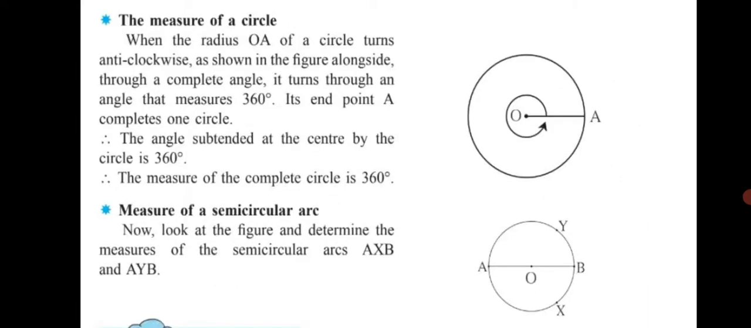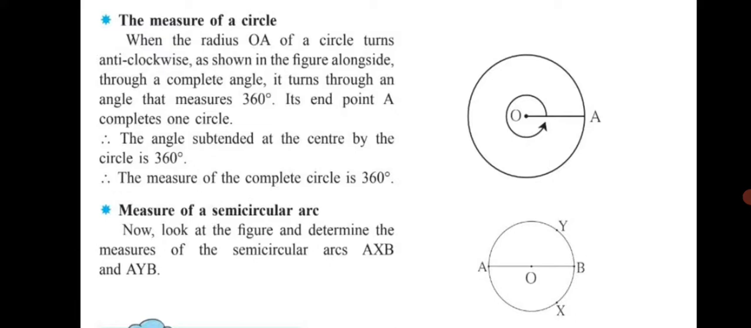Okay. The measure of a circle. As I mentioned to you, the angle subtended at the center by the circle is 360 degree. A complete angle measures 360 degree. So the measure of the complete circle is 360 degree. What will be the measure of a semicircular arc then, which is formed due to a diameter? Suppose measure arc AYB. It will be half of 360, that is 180. Similarly, measure arc AXB, which is also semicircular arc, will be 180 degree. So this way we have learnt about the arcs of a circle.